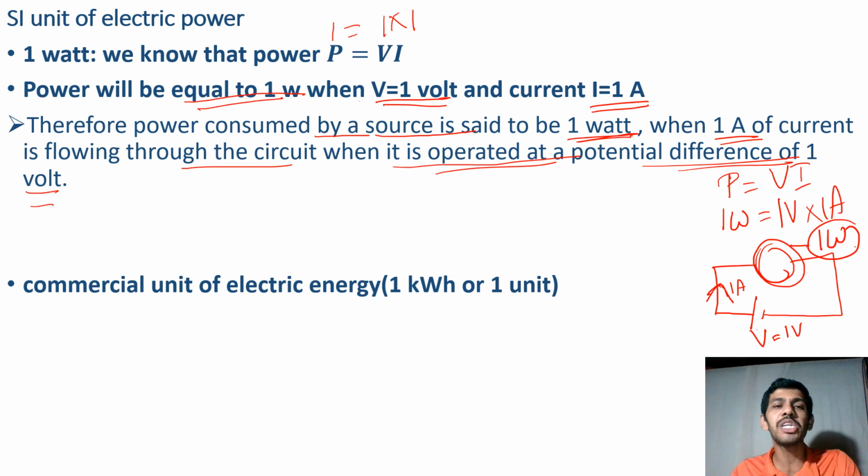Then what is the commercial unit of electrical energy? Next thing is about the commercial unit of electrical energy. That is also called 1 kWh or 1 unit. For example, in your home, the meter reader will read the readings in the electrical meter each month, right? Now it is free of cost, so it's of no use, but still the number of units consumed they will read.